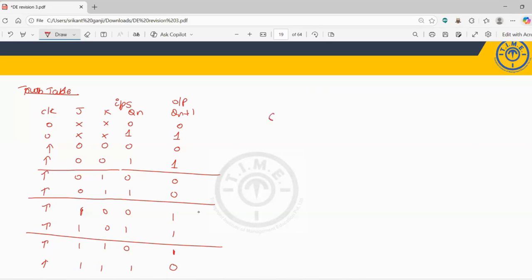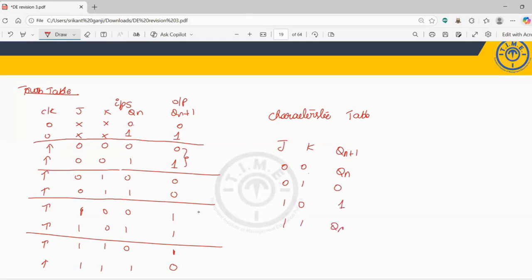Now the characteristic table. If I am giving J K and Qn plus 1, the inputs are 0 0, 0 1, 1 0, and 1 1. For 0 0, whatever the state is, that is Qn. You can observe that the present state and the next state are both the same. So for 0 0 it is Qn, 0 1 is 0, 1 0 is 1, and 1 1 is the complement of Qn.